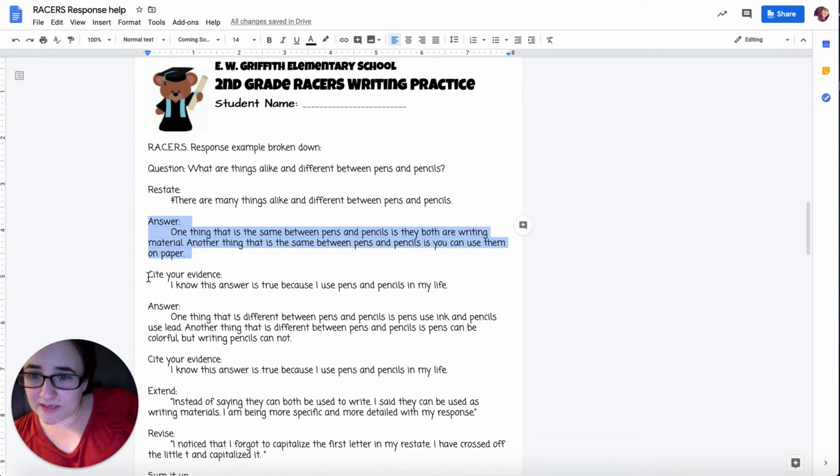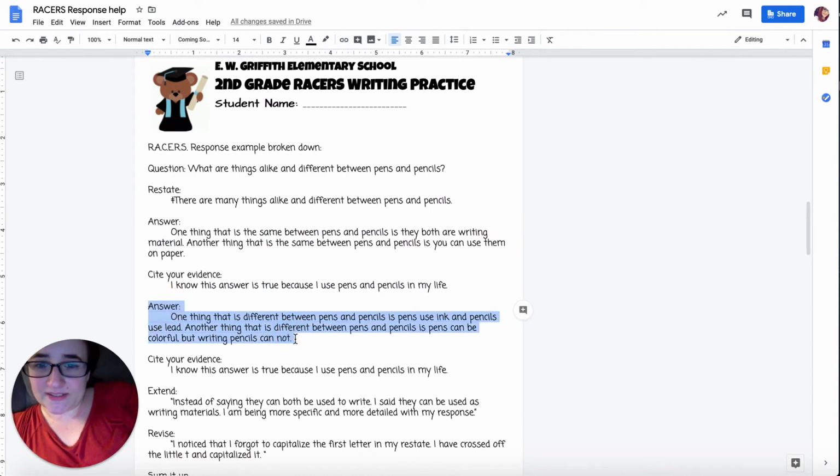Now, I'm going to skip the cite your evidence for now. We'll get to that part later. We're going to go on to the second answer. One thing that is different between pens and pencils is pens use ink and pencils use lead.